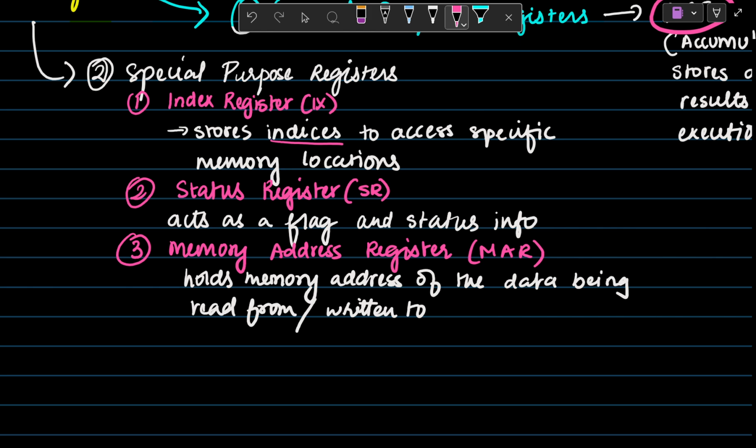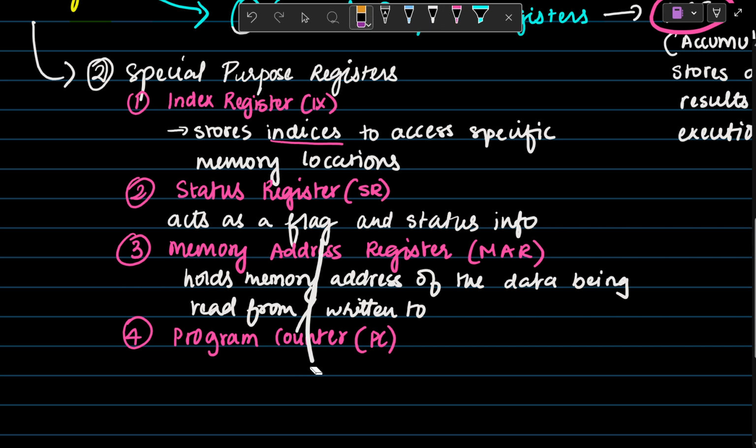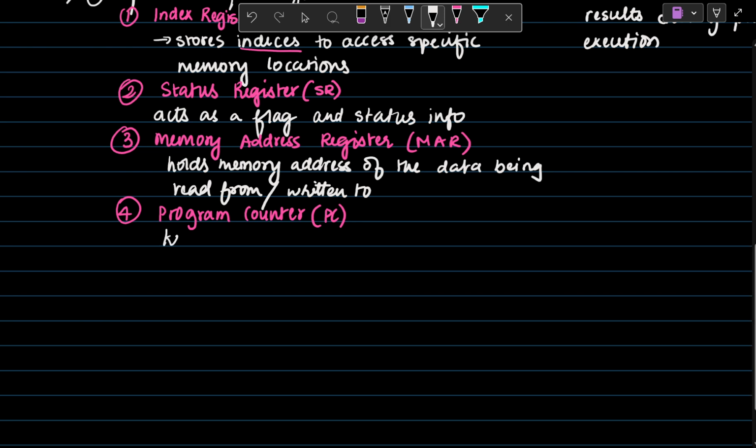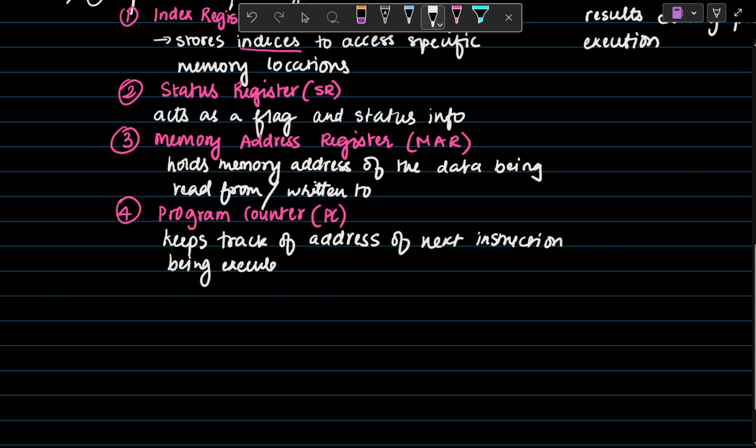And after this, our fourth one is the program counter. The program counter contains the address of the next instruction that's going to be executed. Let me write that down. The program counter keeps track of the address of the next instruction being executed.